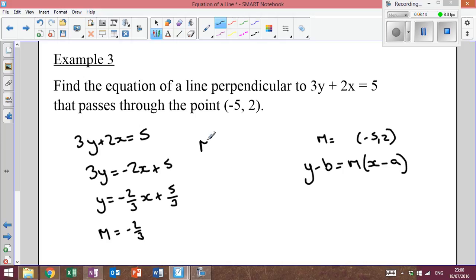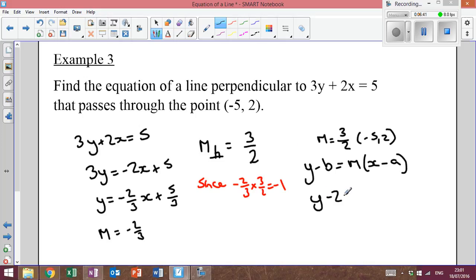Okay, and we know that if we're looking for the perpendicular gradient, we just have to flip it and change the sign. So 3 over 2, make the negative a positive. Again, we want a little bit of explanation in there to make sure we're getting all marks, since negative 2/3 times 3/2 is equal to negative 1. Okay, and then that's how we've got everything we need. Gradient is 3/2. That's your point.